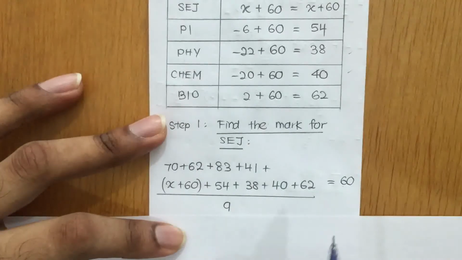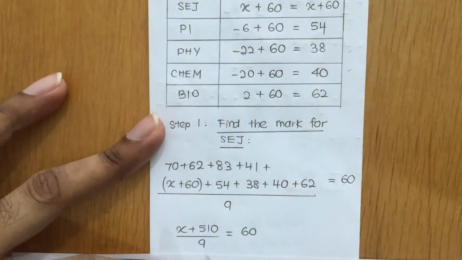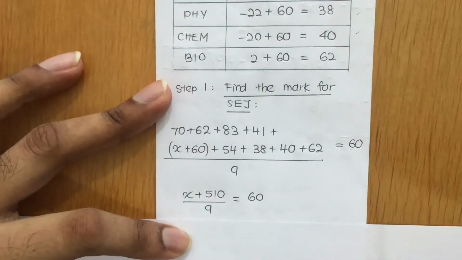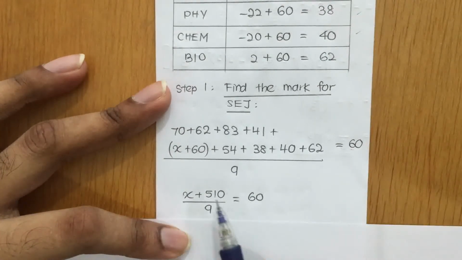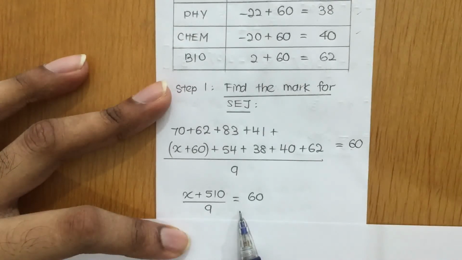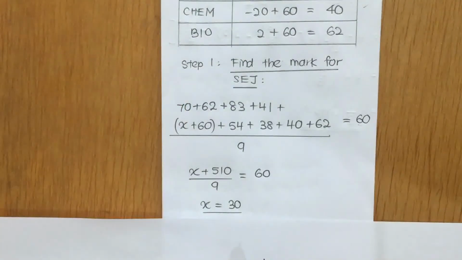Let us proceed to the working. From here, you should get X plus 510 over 9 is equal to 60. 60 times 9 you get 540. This 510, you move over to the right hand side, and then you subtract 510 from 540, and you should get X is equal to 30. By the way guys, this is not the final answer.